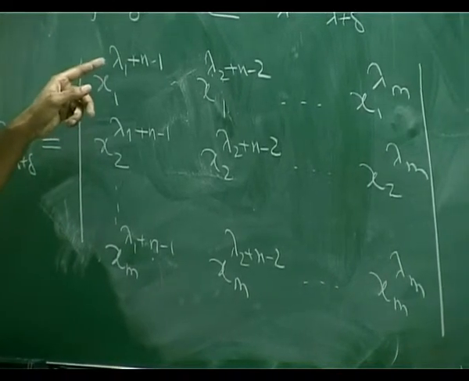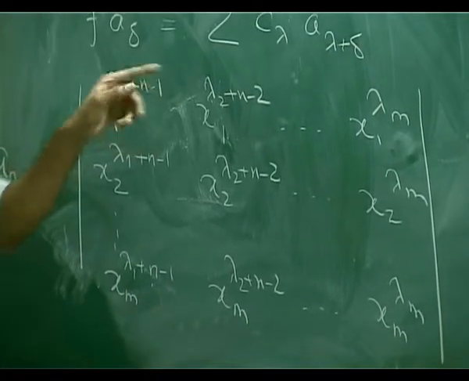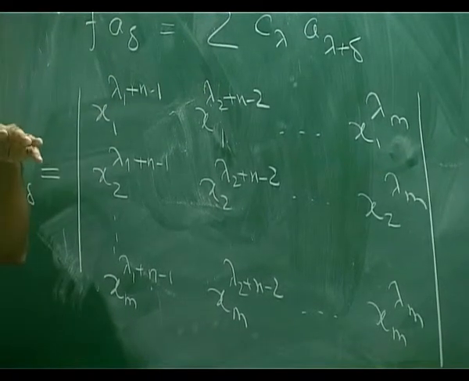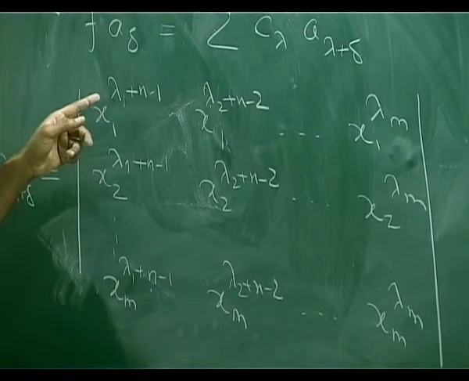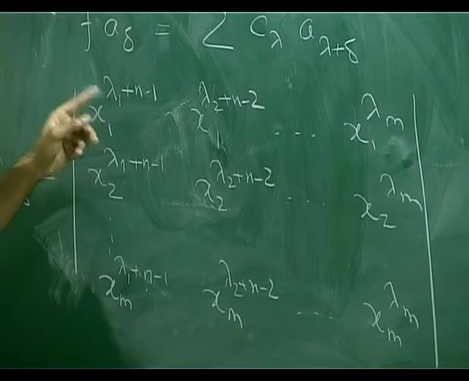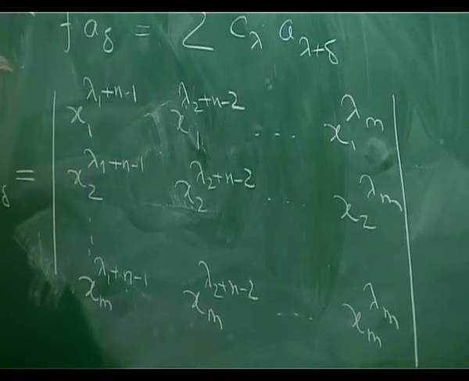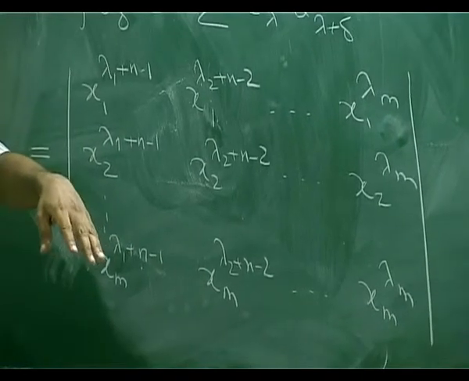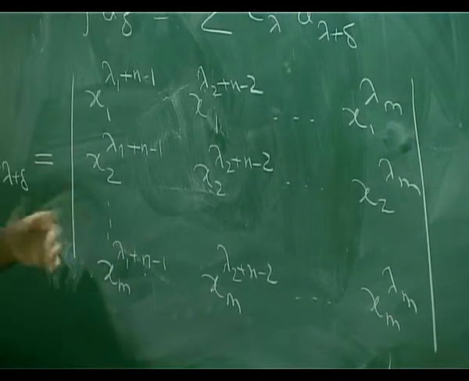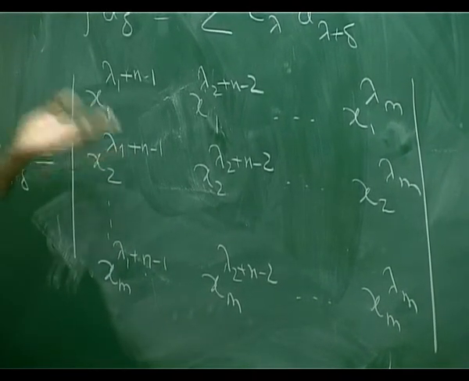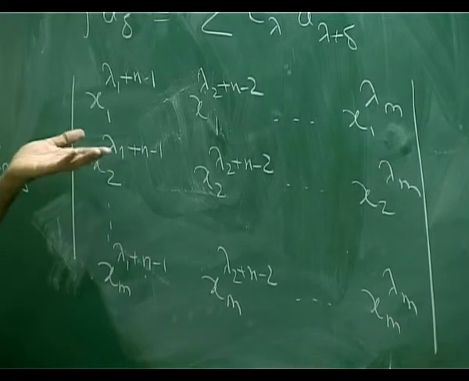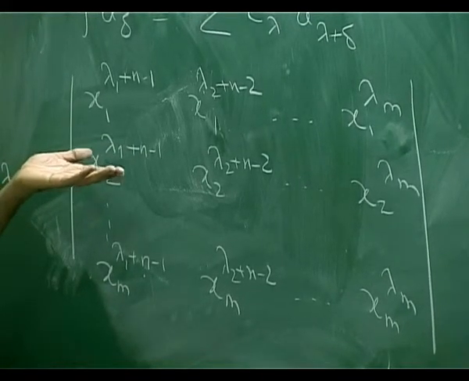Now this lambda is a partition, so lambda 1, lambda 2, lambda m are in weakly decreasing order, which means that lambda 1 plus n minus 1, lambda 2 plus n minus 2 and so on are in strictly decreasing order. Okay. So now how many strictly decreasing monomials are there in this determinant?